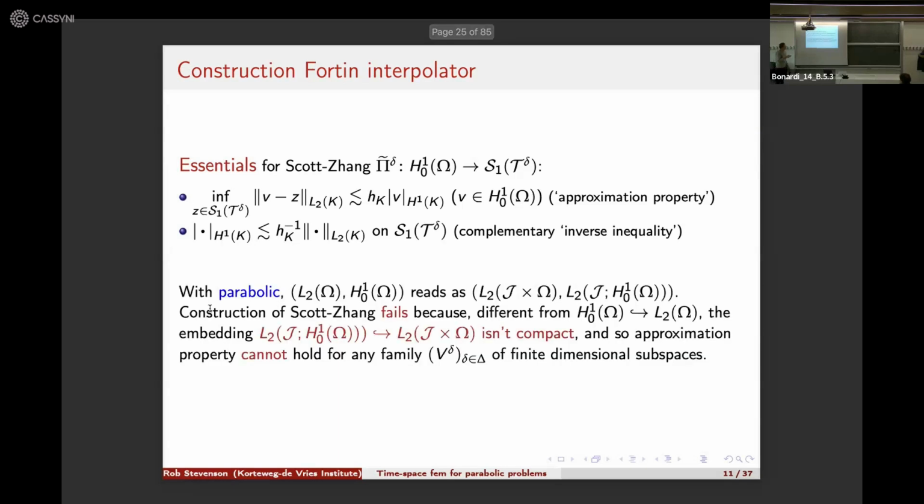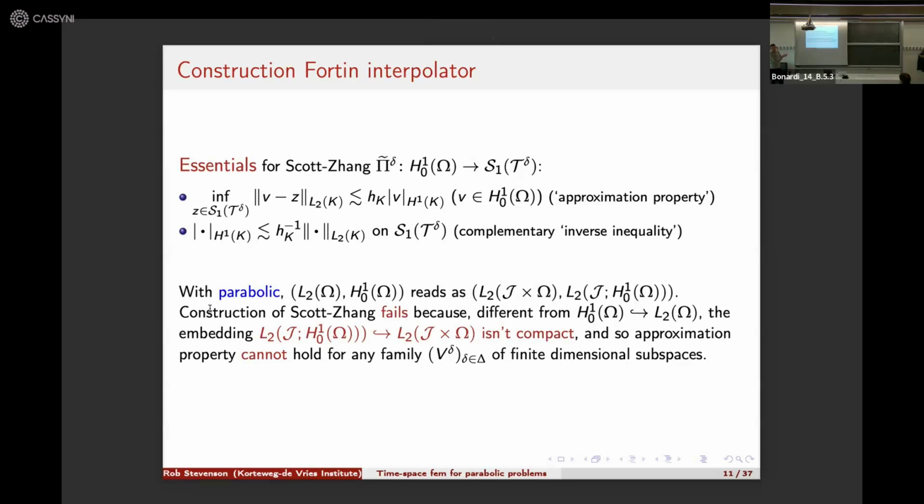Okay, if we try to do this for the parabolic, here we have the spaces L2 and H1 that play an important role. If you go to the parabolic, the L2 will be the L2 space over the time-space cylinder. So this is a time interval, this is a spatial domain. And the H10, the role will now be played by our space phi, and that was L2 in time taking values in H10.